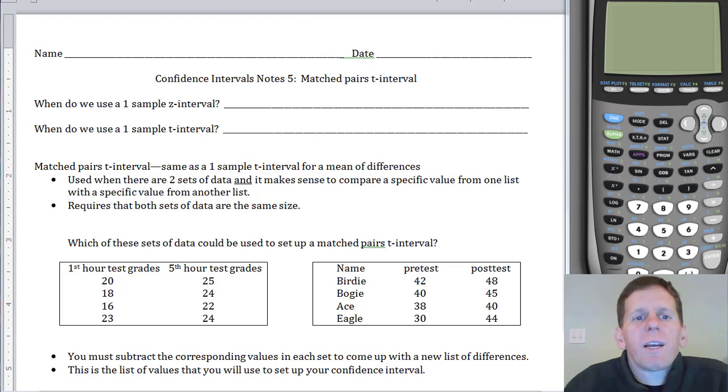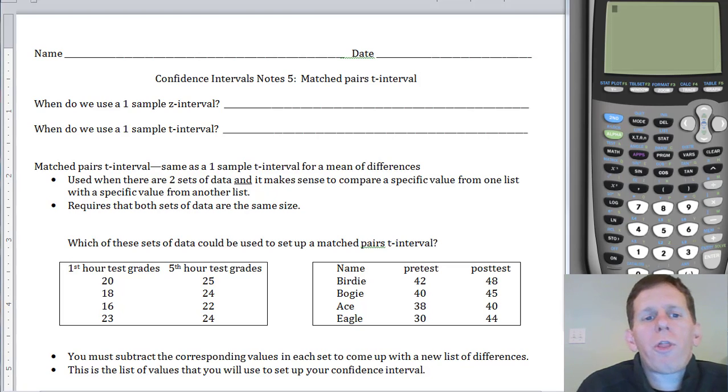These are the day 5 notes on confidence intervals. Today we're going to learn about our third type of confidence interval called a matched pairs t-interval and how it relates to the first two confidence intervals we've learned in class over the past few days.